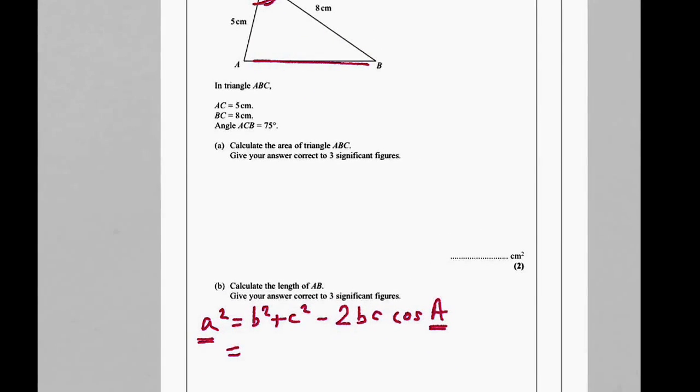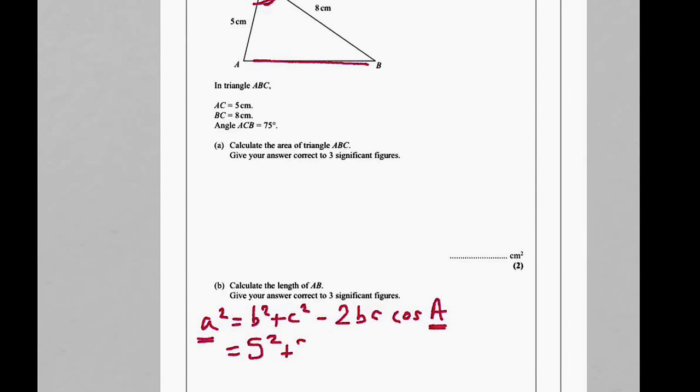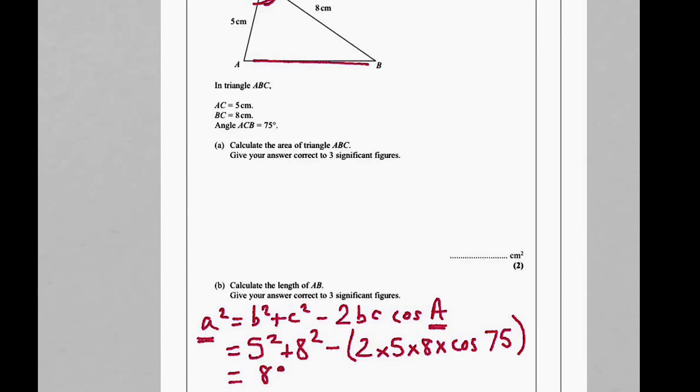b squared is one of the other sides. c squared is the other side. Minus, and I'm going to put this in brackets, 2 times 5 times 8 times cos of 75. I know that 5 squared is 25 and 8 squared is 64, so 25 add 64 equals 89. So this is 89, take away, and I'm going to work out this bracket separately.